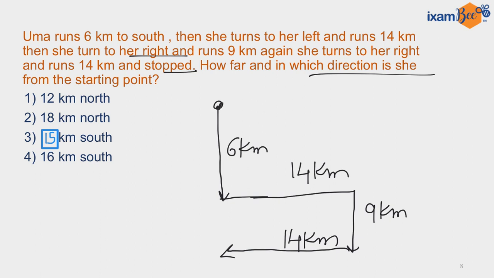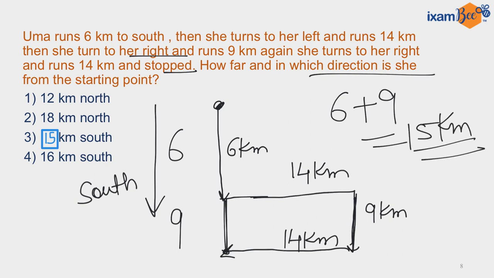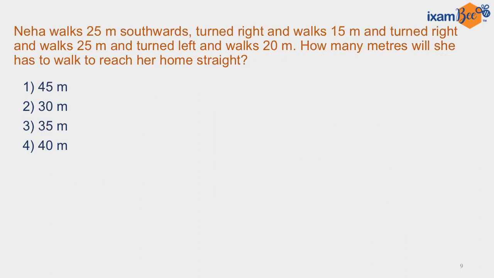So this is the starting point. She is in the south direction currently, and the distance from the initial point is 6 plus 9 kilometers, because this is equal to this. So 6 plus 9 kilometers is equal to 15 kilometers. So the correct answer for this particular question is option number 3.